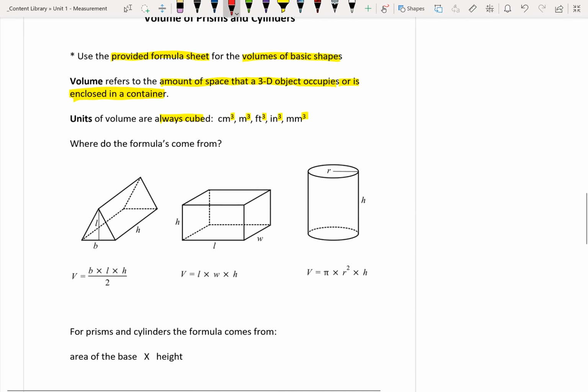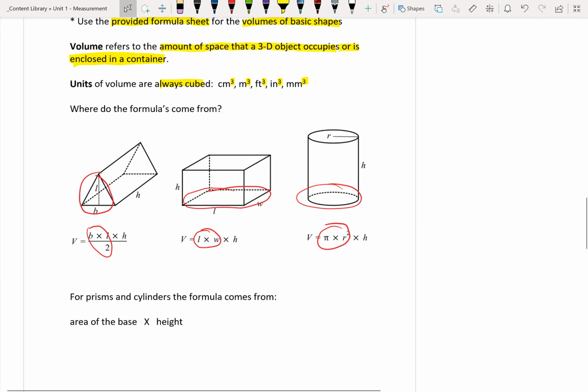If we look at our volume formula in our shape, if I see my base here, the base is a triangle, and I have something very similar to the area of a triangle formula. If I look at my rectangular prism, my base would be a rectangle, and I can see in my formula I have the area formula of a rectangle. If I look at a cylinder, my base is a circle, and in my volume formula I can see the circle formula for area. The only difference is that I'm multiplying all of these formulas by height. So for prisms and cylinders, the formula comes from the area of the base times the height. You don't need to worry too much about that, but just in case you're wondering where the formula comes from.